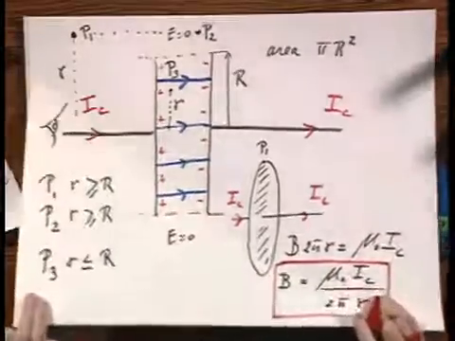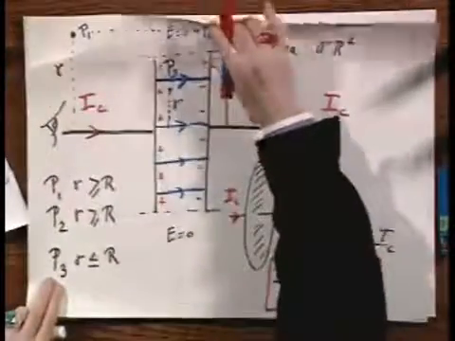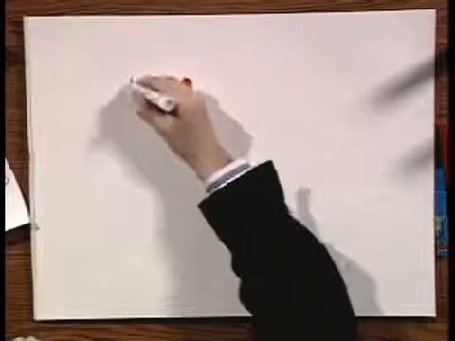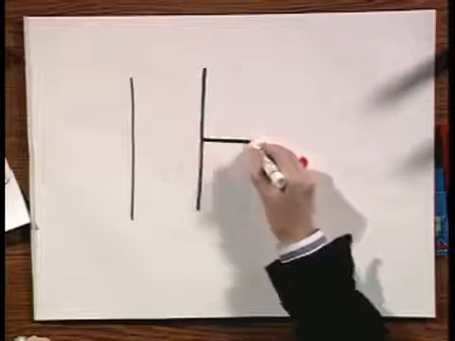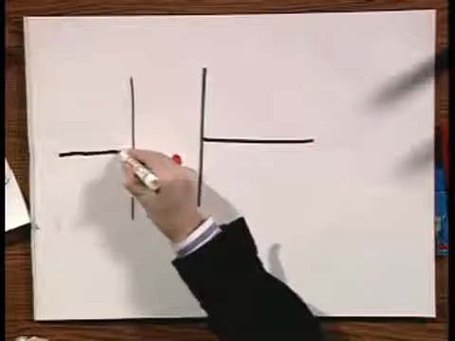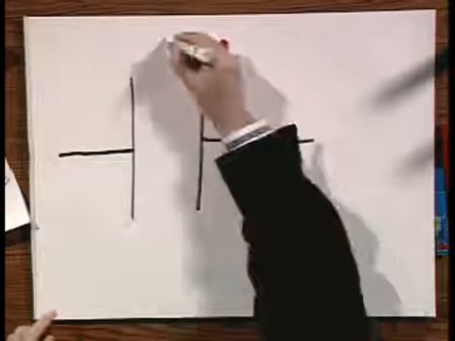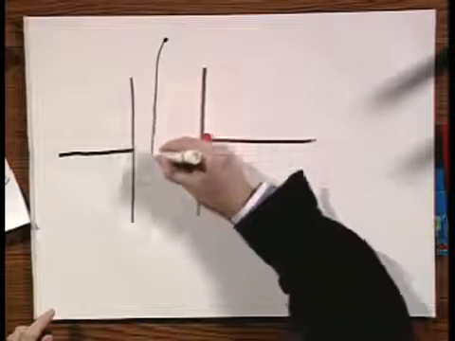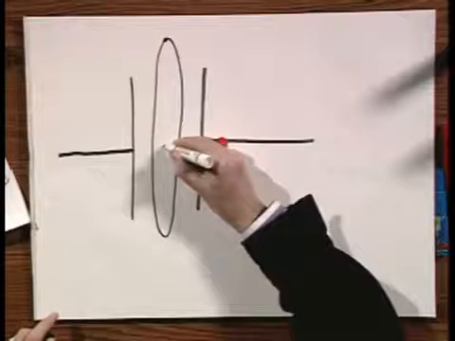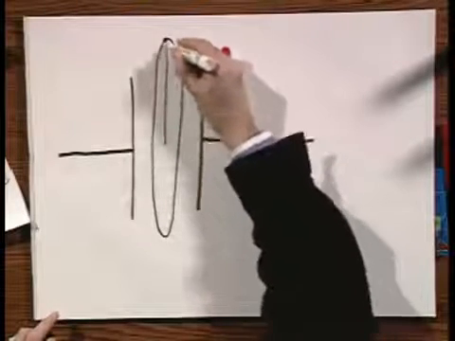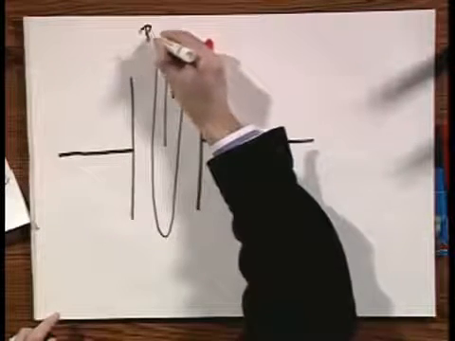Now let's go to point P2. With point P2, I'm going to make exactly the same drawing. I will have here the capacitor plates. Here are the current wires. Here is point P2. Again, I'm going to make a circle, concentric circle, and the radius here is R. This is point P2.